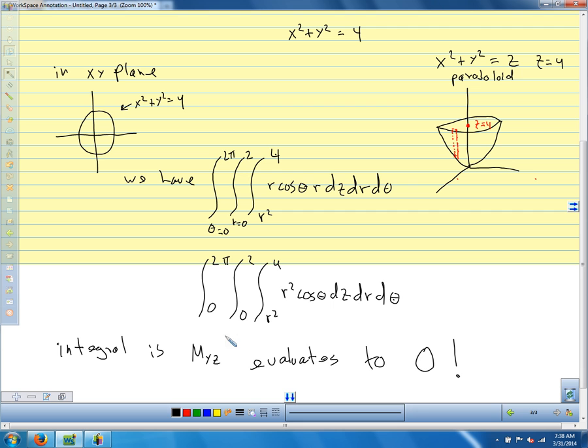All right, questions on our setup. This part I wouldn't necessarily expect anyone to pick out really quickly. But do we have any questions on the setup of the integral? Setup of our triple integral. Okay, let's look at another one.